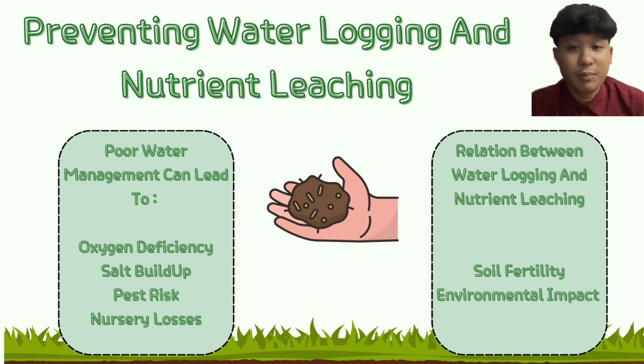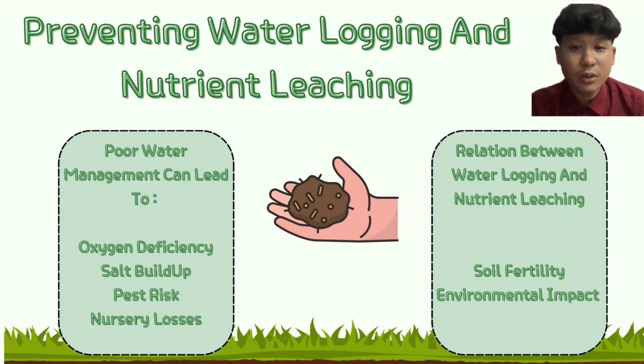When water is applied excessively, especially in poorly draining soil, it leads to waterlogging, which fills the space in the soil. This restricts the movement of oxygen to plant roots, causing oxygen deficiency. As a result, plant roots cannot absorb essential nutrients properly, leading to stunted growth, wilting, and in severe cases, the plant will die. Next, it can cause salt build-up.